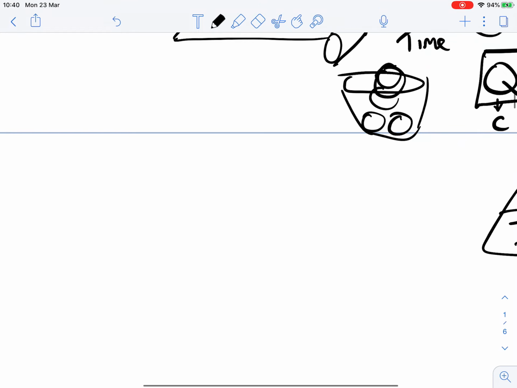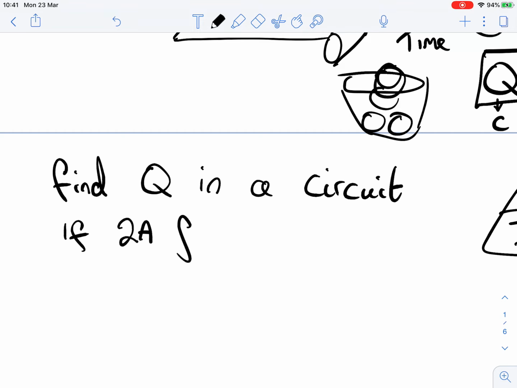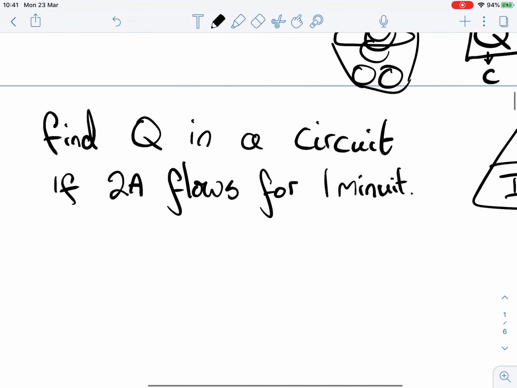Typical example might be, find the total amount of charge in a circuit. Have a go at this one at the same time. I'm going to pause at the right time. If 2 amps flows for 1 minute. I'm out of practice. So have a little go. Pause the video, give it a go.